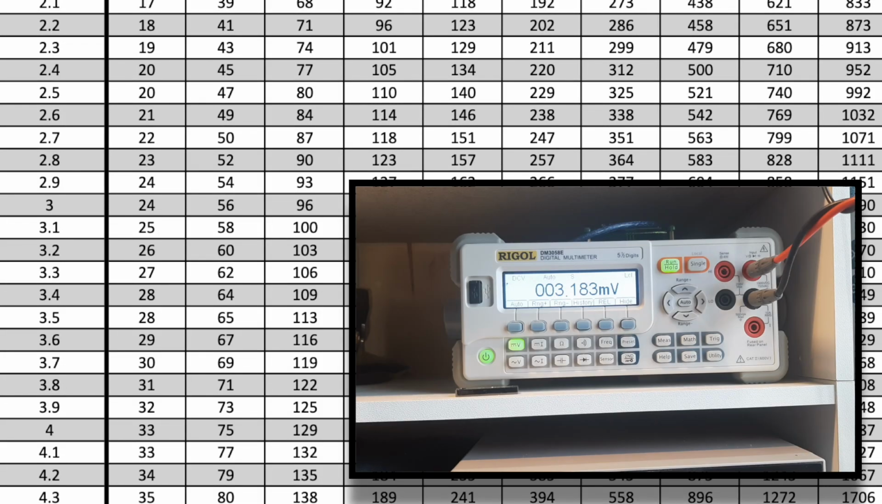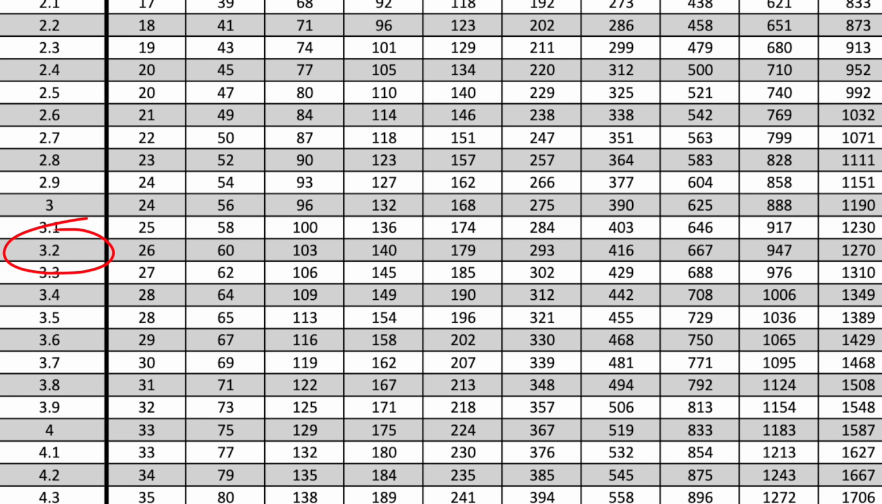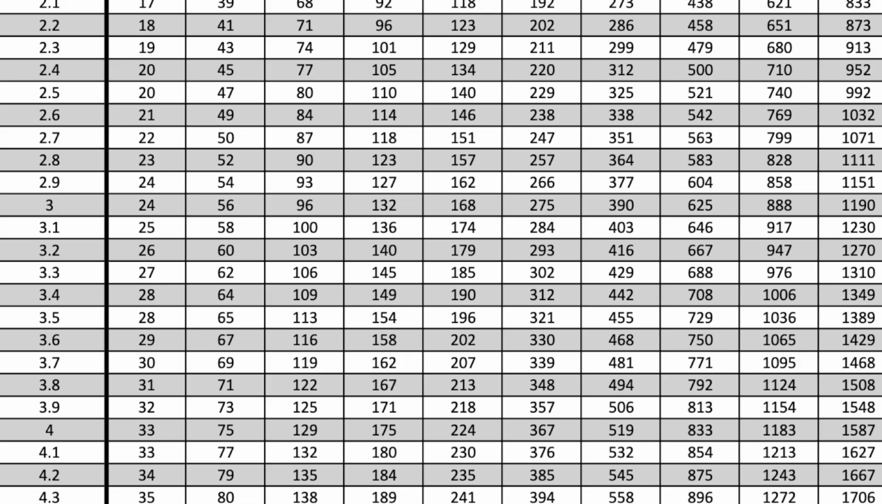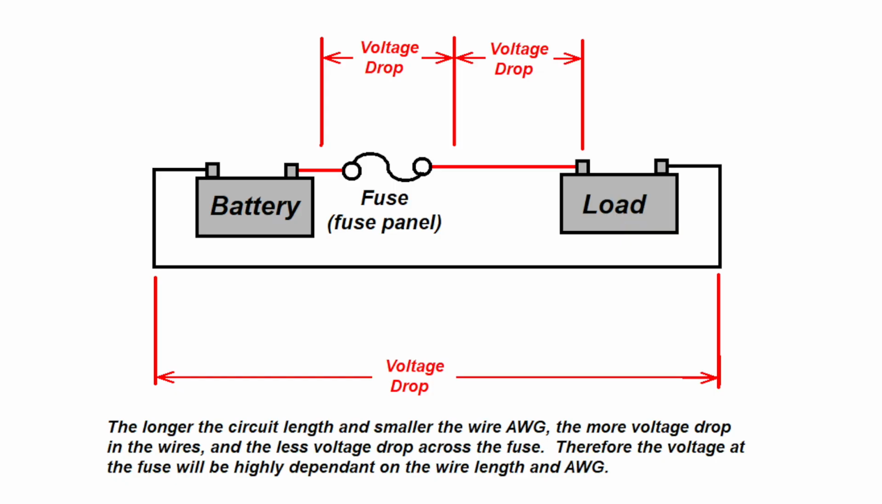Remember, we measured 3.18 millivolts, so we will use the 3.2 millivolt row. It shows that the current through the fuse should be 60 milliamps. But remember, we loaded the circuit with our electronic load for 200 milliamps, so this is not accurate at all. Further, in actual use, the measured fuse voltage could even be more inaccurate, depending on the wire gauge and the length of the circuit between the fuse and the load.